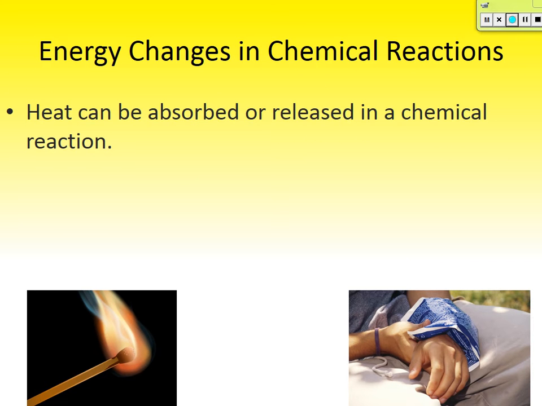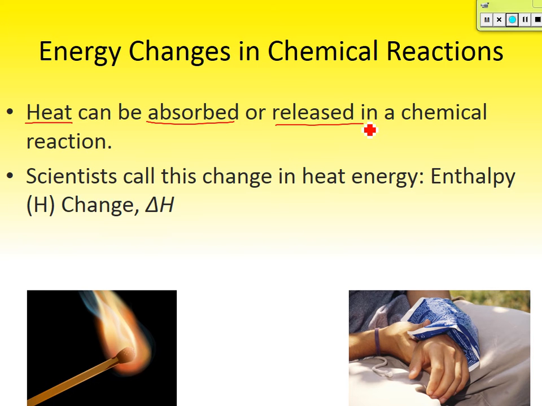So let's look at energy changes in chemical reactions. Well, heat can either be absorbed or released in a chemical reaction. Next time you guys come, we're going to do a lab where you're going to do a few reactions, and some of them release heat, and some of them are going to absorb heat. And you'll be able to see the difference. Scientists call this change in heat energy enthalpy. Say that. It's kind of a funny word. Say it. Enthalpy. Okay? Enthalpy is given this symbol H.